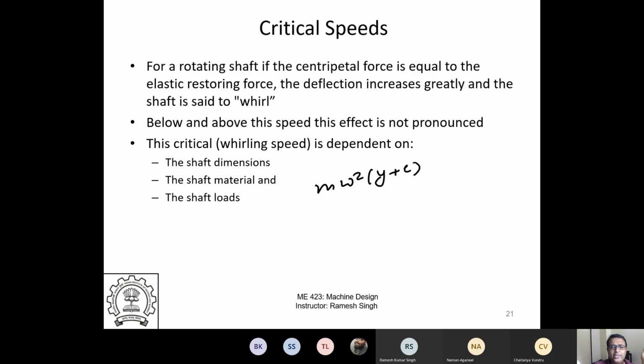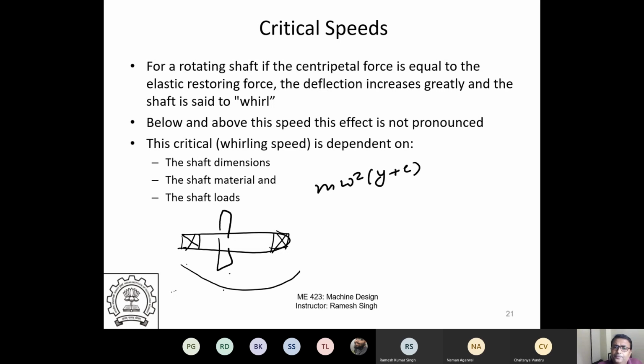So because of this loading, if I have a shaft and the shaft has a bearing here, a bearing here, and there is some gear mounted, some sprocket mounted on it. In some cases there can be an impeller, right, or a turbine. So what will happen is there will be loads here, right? So because of this there will be some deflection.